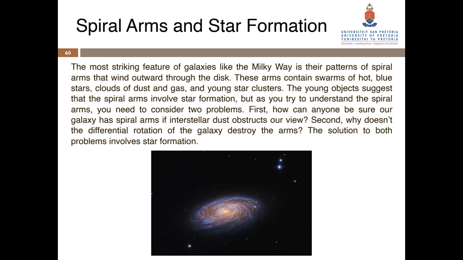that wind outward through the disk. And these arms contain swarms of hot blue stars, clouds of dust and gas, and young star clusters. The young objects suggest that the spiral arms involve star formation. But as you try to understand the spiral arms, you need to consider two problems. First, how can anyone be sure our galaxy has spiral arms if interstellar dust obstructs our view? And secondly, why doesn't the differential rotation of the galaxy destroy the arms? The solution to both problems involves star formation.